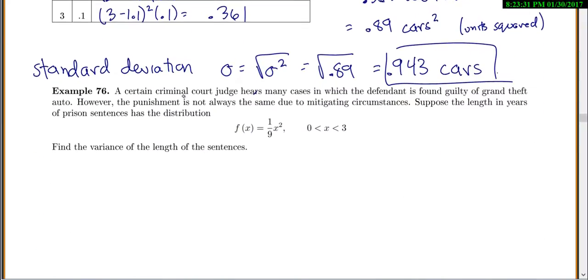Our next example, once again, we're talking about the same judge. He hears cases. The length in years has this distribution: f of x is 1/9 x squared, x goes from 0 to 3. Notice this is continuous, so we're going to do things for continuous functions.